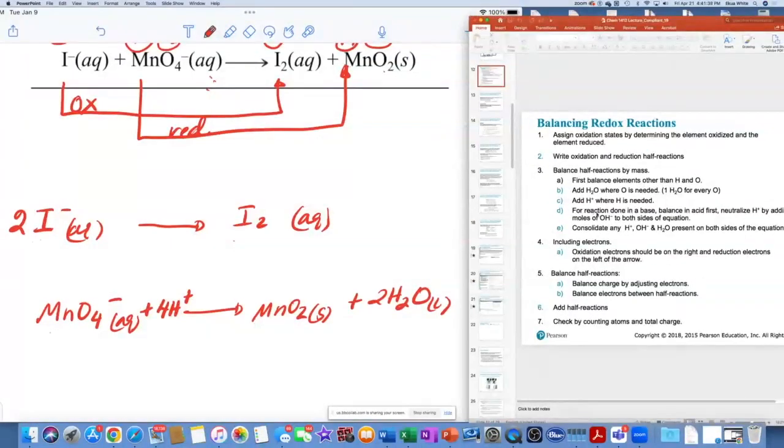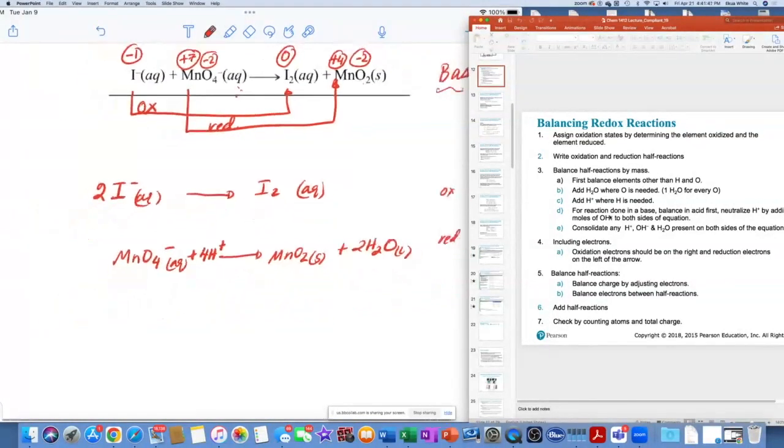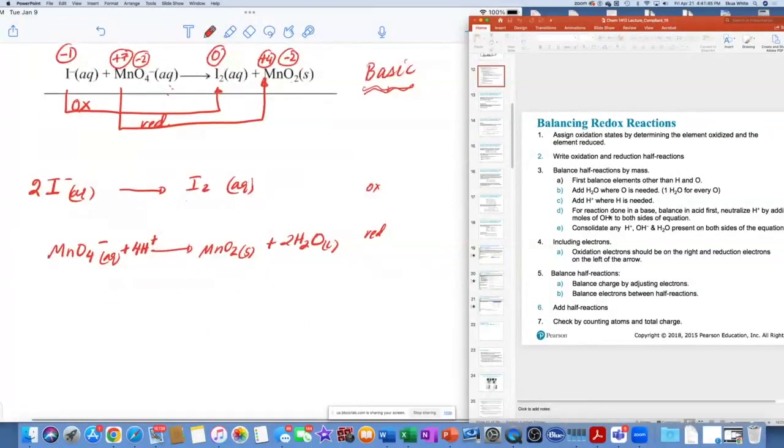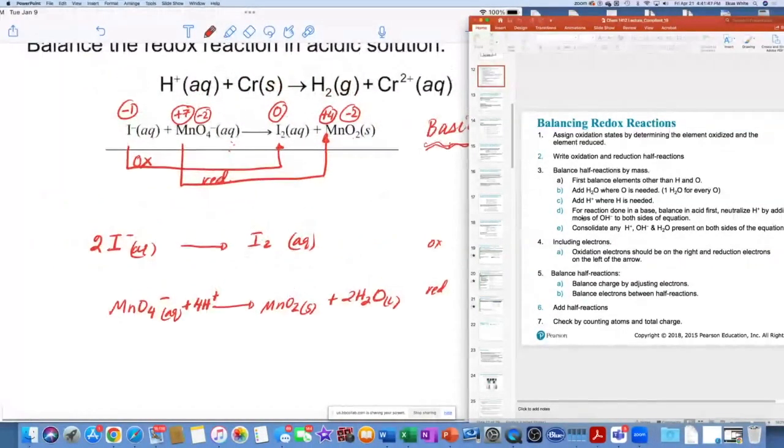So rule number 3D says for reactions done in base, it said here balance in base, right? Y'all can't see me write this. Balance in base, right? That means it says for reactions done in base, balance in acid first, neutralize H plus by adding moles of OH on both sides. Okay, so that's kind of doing it the way I was taught.